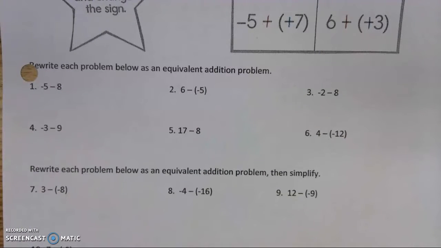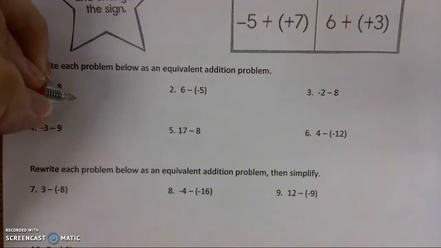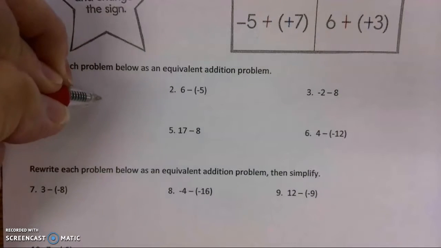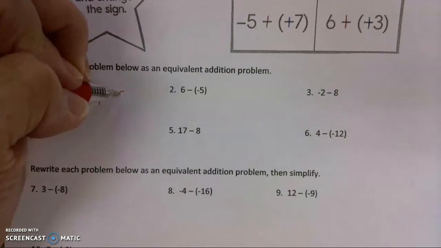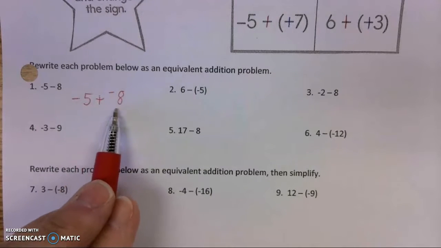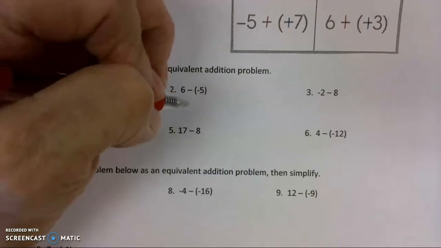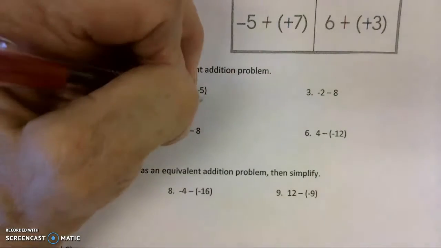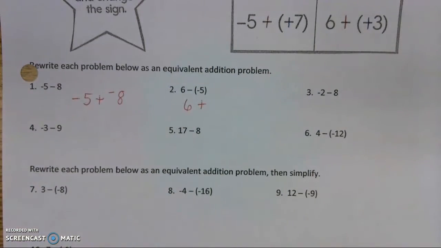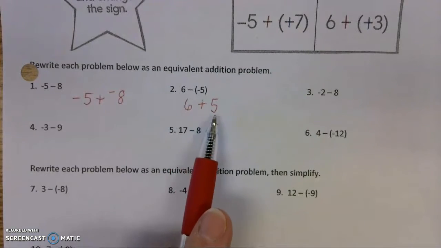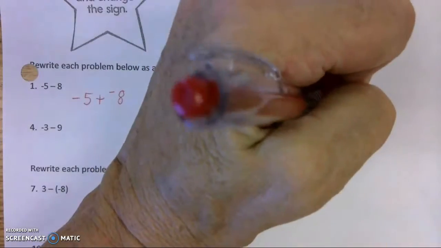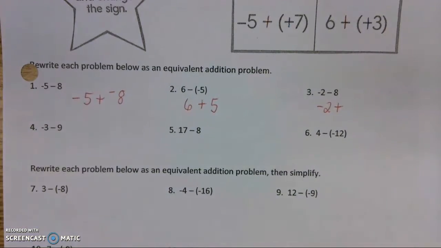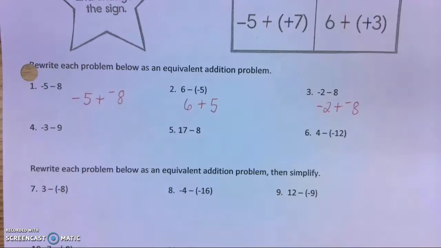Let's take a look at 1 through 6. On number 1, I'm going to keep negative 5. I'm going to change subtraction to addition, and I'm going to make that positive 8 negative 8. So my new problem is negative 5 plus negative 8. Number 2, I'm going to keep positive 6. I'm going to change subtraction to adding. I'm going to change negative 5 to positive 5. My new problem is 6 plus 5. On number 3, I'm going to keep negative 2, change subtraction to addition, and change positive 8 to negative 8.